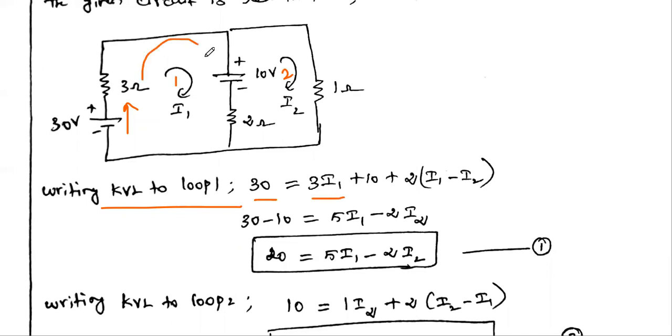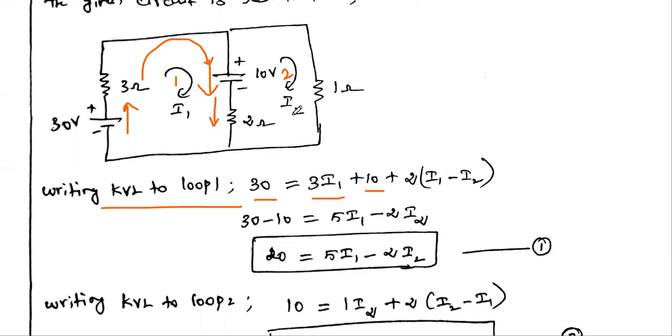Okay. Then when we are coming here, one battery is there, plus to minus. So higher potential to lower potential. So this 10 volt is a voltage drop. So you write it on the right side. Okay. And when we are coming here, a 2 ohm resistor is there. So this 2 ohm resistor is common for loop 1 and loop 2.